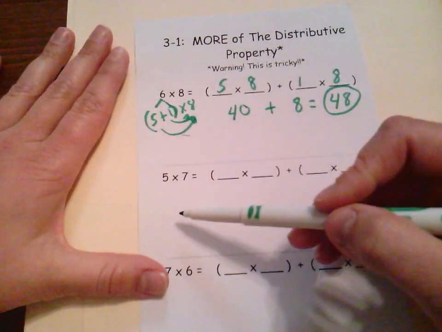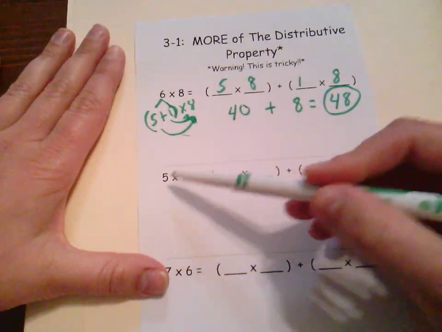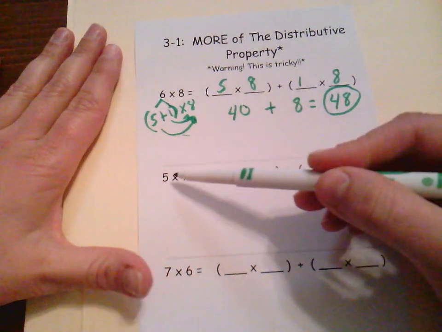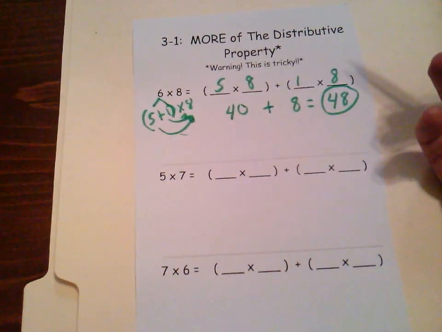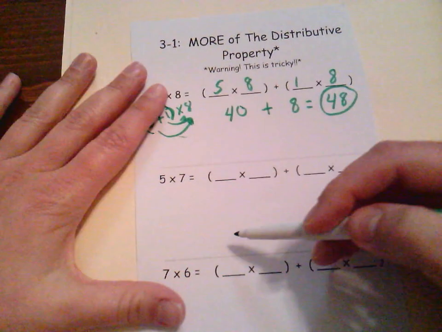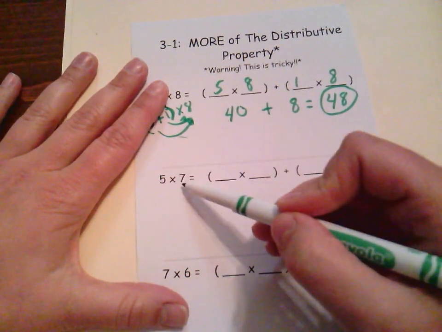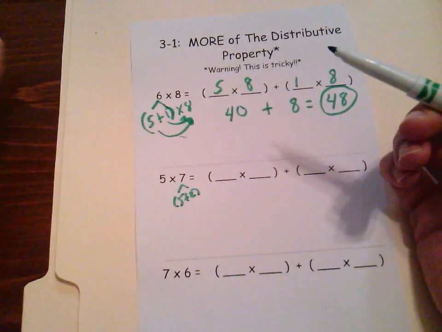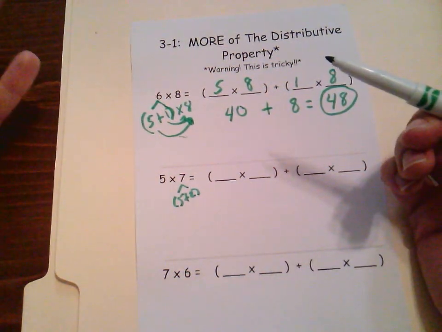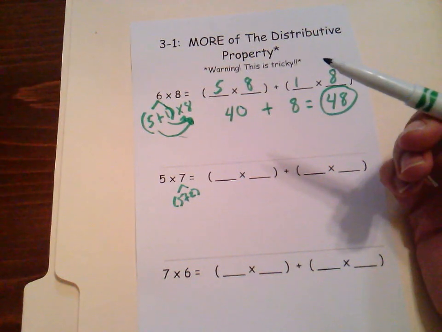So let's take a look at our next problem, 5 times 7. In reality, of course, I would just skip count by 7 to get my answer of 35. But in this case, let's practice using the distributive property. So looking at these, I know my 7 can be broken up into a 5 and a 2, and both of those factors are really easy for me to work with. So those are the factors I like to stick with.